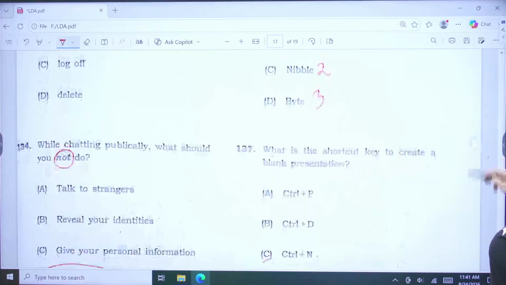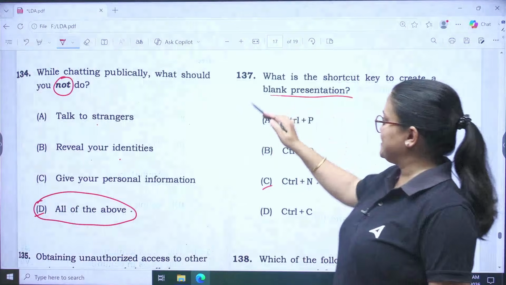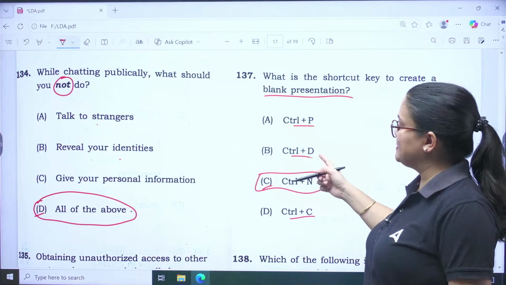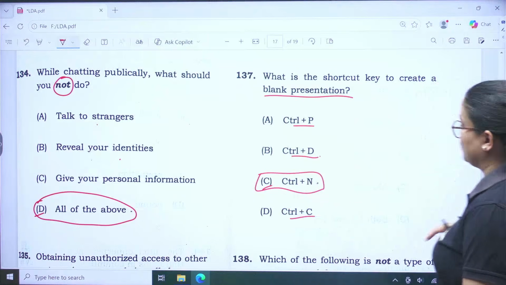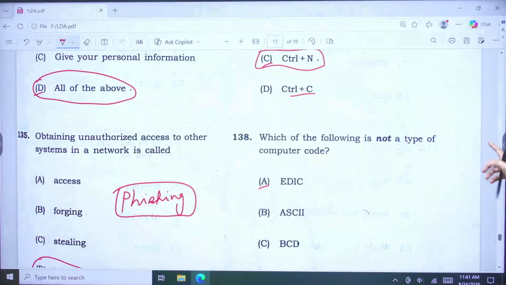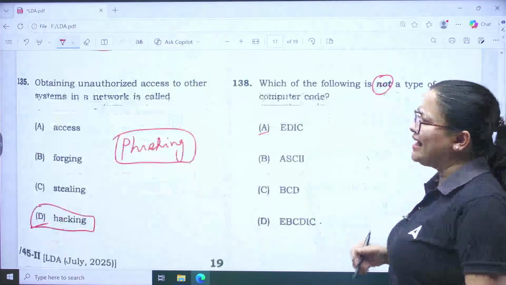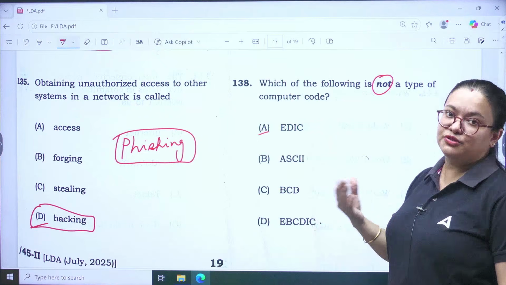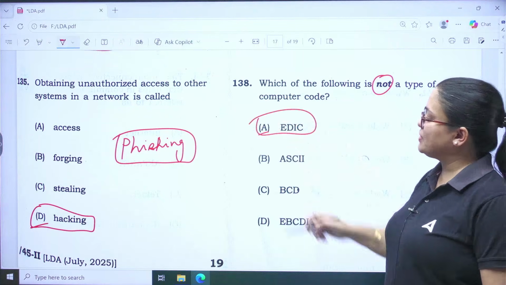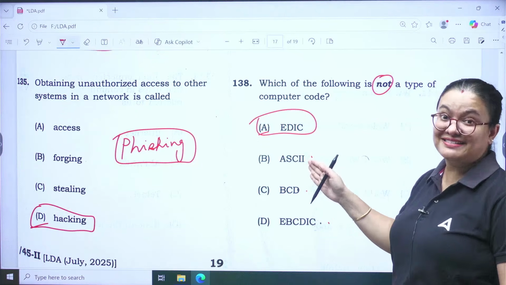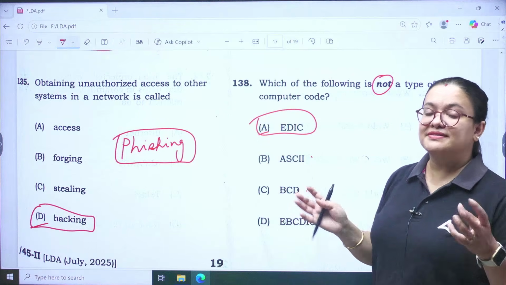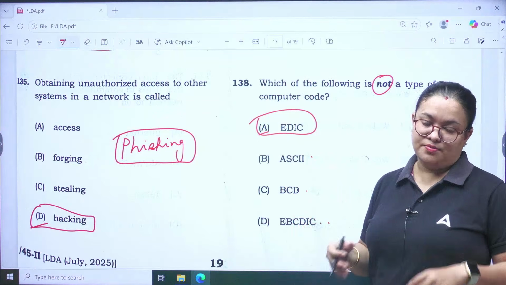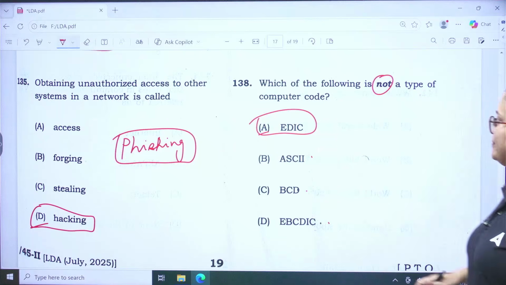Whenever we ask about the shortcut key to open a blank presentation, that is Control plus N for new, right? While this is for copy, this is for print, Control plus D is for alignment. Next question, 138. Which of the following is not a type of computer code? It is not a direct question from coding. You just have to know the full forms, then you will be able to answer. Among these, this one is not a computer code, while all the others are computer codes. This is the American Standard Code. We usually use this because instead of the binary numbers 0 or 1, here we can use numerous characters and symbols. So this is a very important thing when we talk about coding.